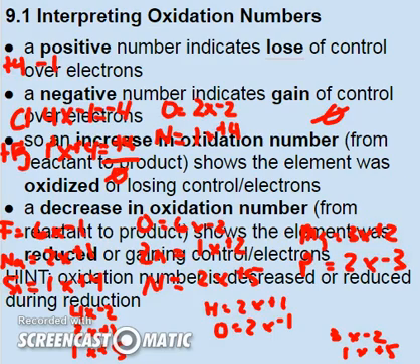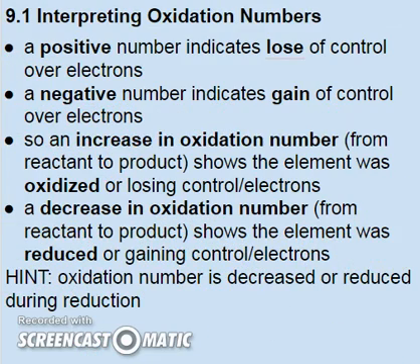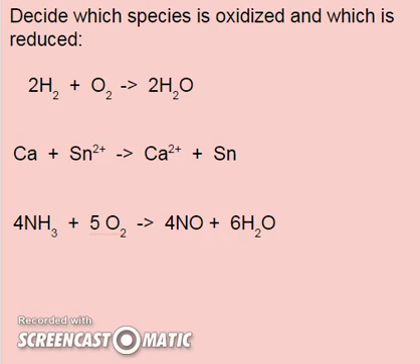So moving on, as I clear this here, again, a positive number indicates loss of control. A negative number indicates gain of control. So an increase in oxidation number, where it becomes more positive, shows that the element was oxidized or is losing control. And a decrease shows it was being reduced. So decide which species is oxidized and which is reduced.